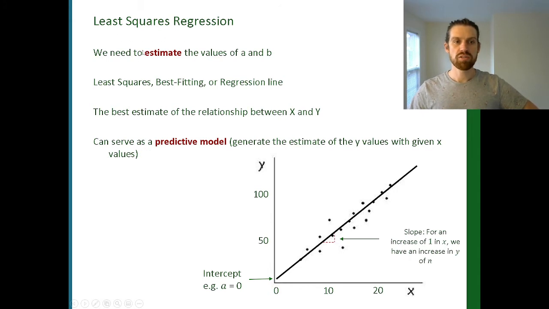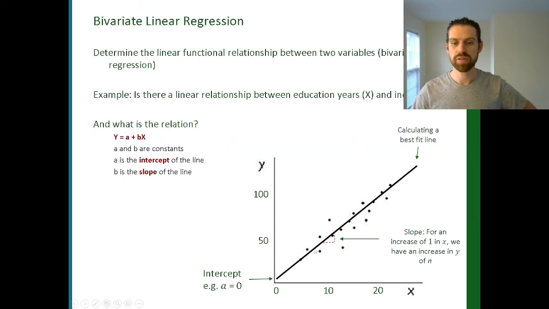So least squares regression, this is when we need to estimate the values of the intercept and the slope, okay? So least squares, best fitting or regression lines. The best estimate of the relationship between x and y can help us produce a predictive model, okay? So once you've got this relationship and you've fitted this line, it doesn't matter that you don't have data points for all of these other places on the line. You can just take that functional relationship and use it as a predictor.